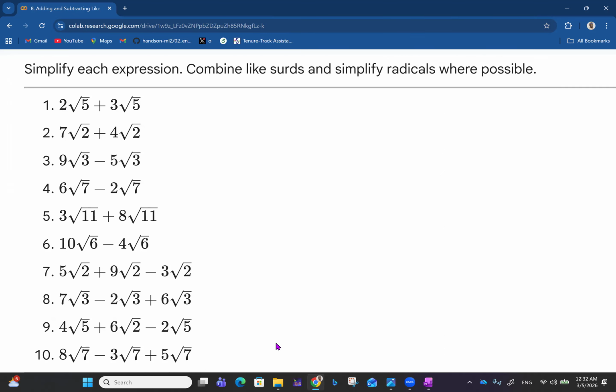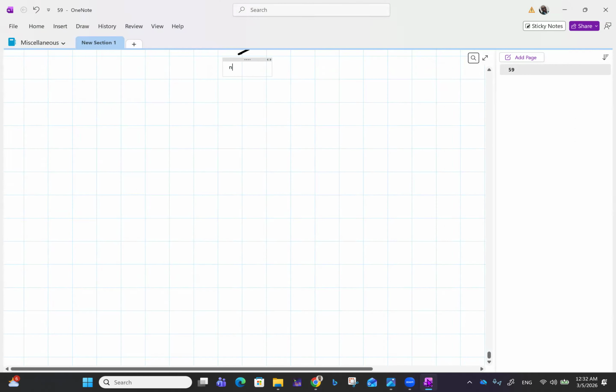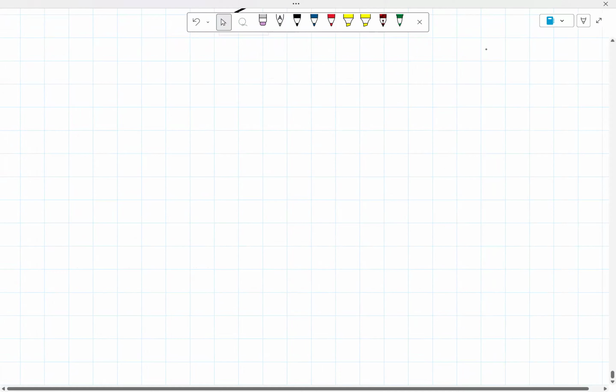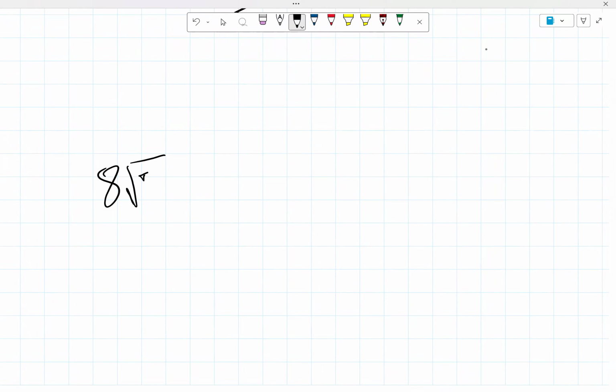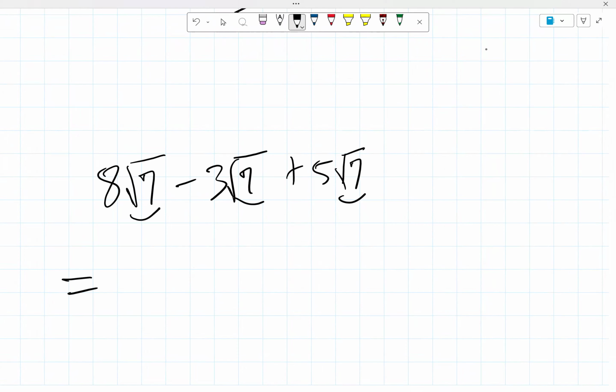8 root 7 minus 3 root 7 plus 5 root 7. So here, since they all have the same radical, you can just do the maths with the coefficients. It's more like you're factorizing out root 7, in short.